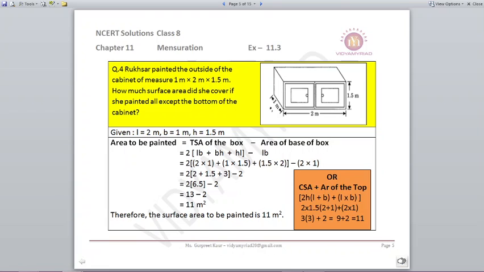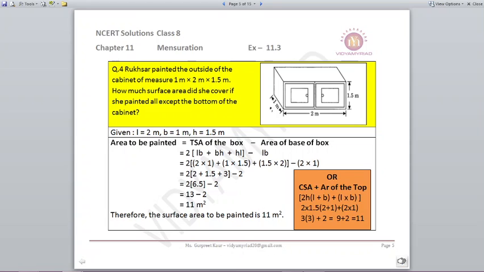So formula for TSA will be 2 into LB plus BH plus HL minus the base. Base is consisting of length into breadth. So that is 2 into 1. Now putting the values in this formula, you will get your answer as 11 meters square. That is the area to be painted.